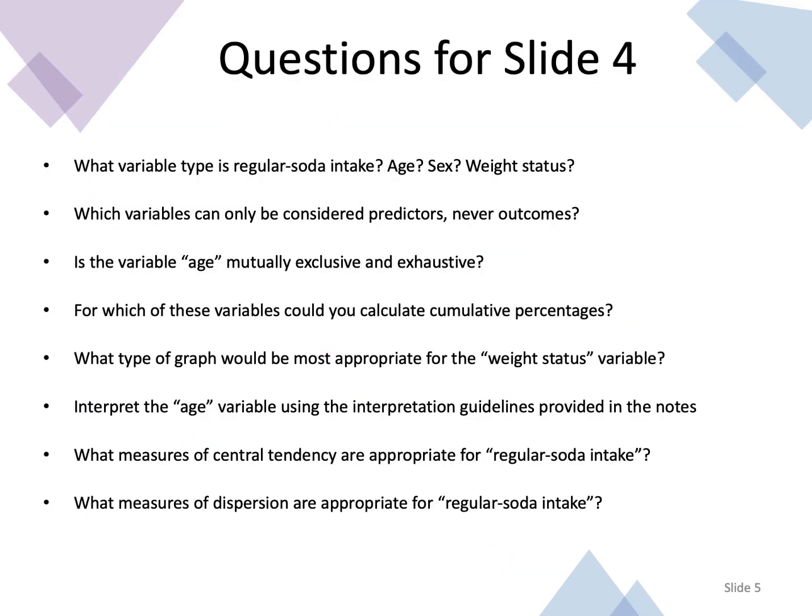Based upon this table, can you answer the following questions? What variable type is regular soda intake, or age, or sex, or weight status? Which variables can be considered predictors but not outcomes? Is the variable age mutually exclusive and exhaustive as described in the table? For which of these variables could you calculate cumulative percentages? What type of graph would be more appropriate for the weight status variable? Can you interpret the age variable using the interpretation guidelines provided in module notes? What measure of central tendency is appropriate for regular soda intake? And what measures of dispersion are appropriate for regular soda intake?